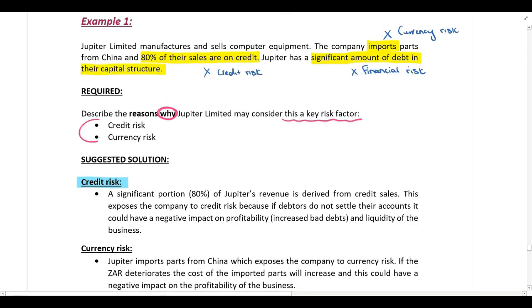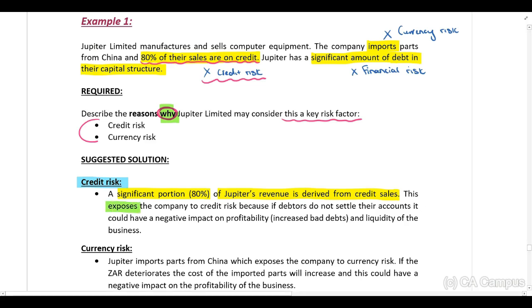So if you go back to the information provided in the question, we saw that 80% of their sales are on credit, and that exposes them to credit risk. So a significant portion of their revenue is derived from credit sales. Now that comes directly from the question. However, please note that is not going to score you any marks. You can't just state what you've been given in the question. You need to explain why it is a risk. So your marks are going to lie in the explanation.